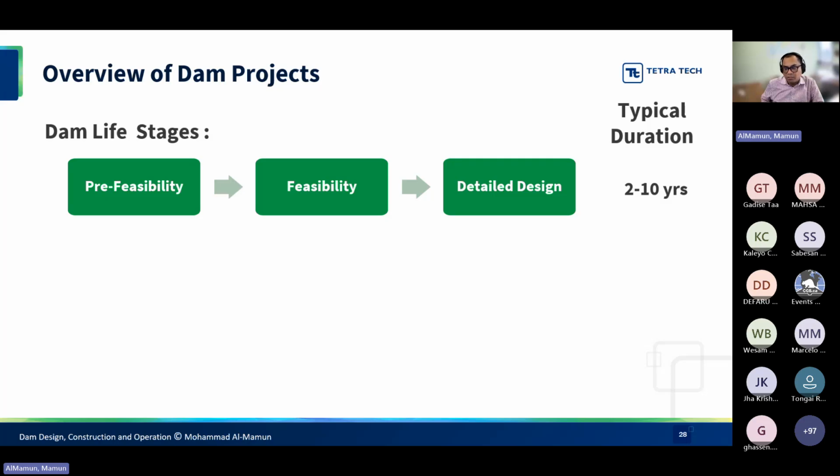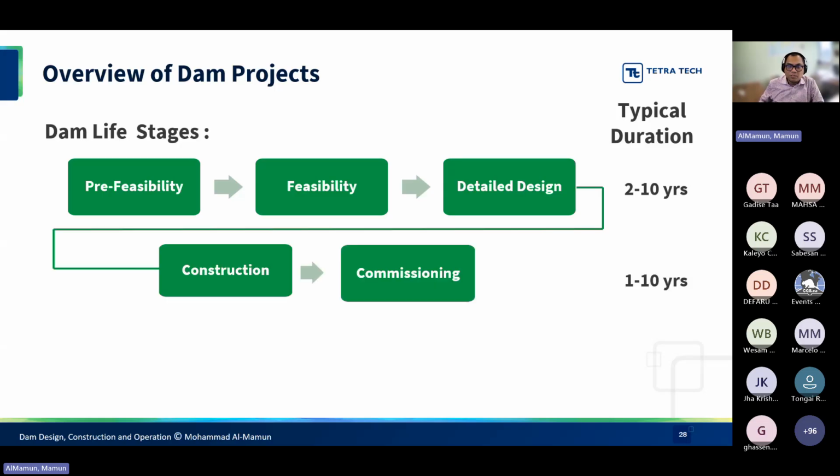So that could take upwards of 10 years, 2 to 10 years, because given the complexity of the project, the stages required, and the level of detail we need in every stage, it could be quite a lengthy process. And then comes the construction and commissioning. Once we get all the design and everything ready, we start construction, which can also take somewhere between 1 to 10 years. If you are building a small dam like 100 meters long, you can probably do it in a season, but if you build a dam in a complex environment, it might need a couple of years, and sometimes as much as 10 years or so.